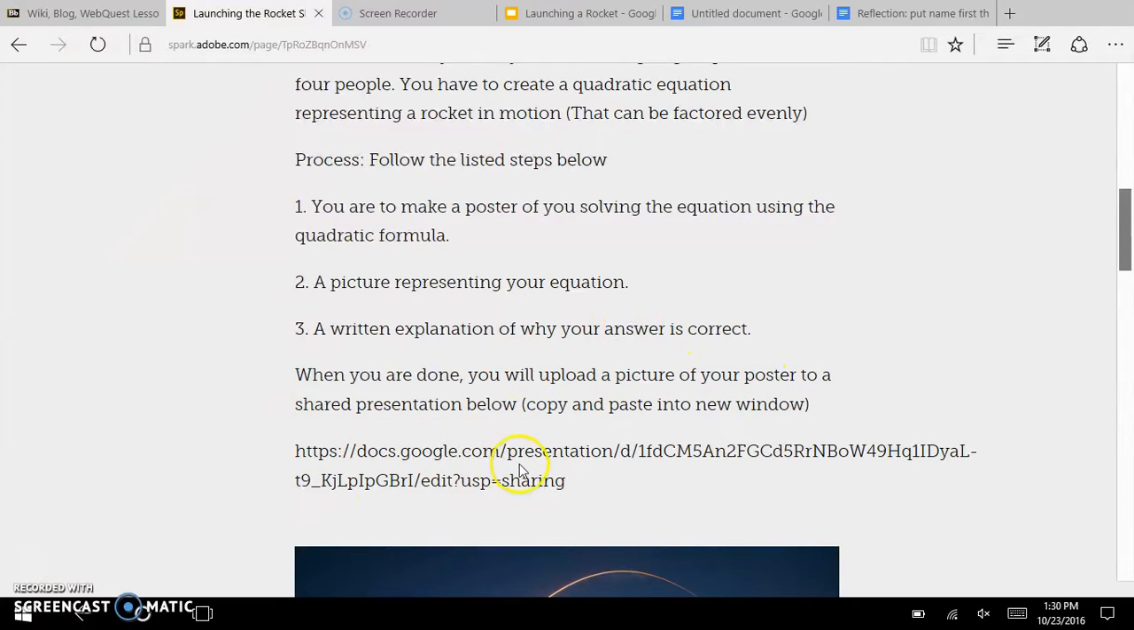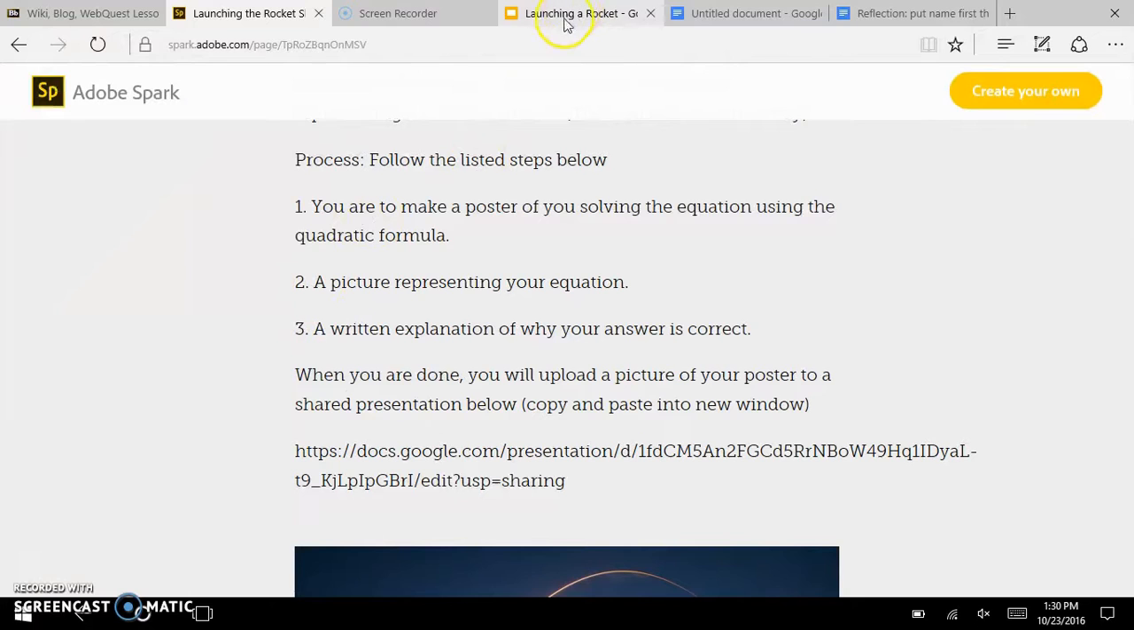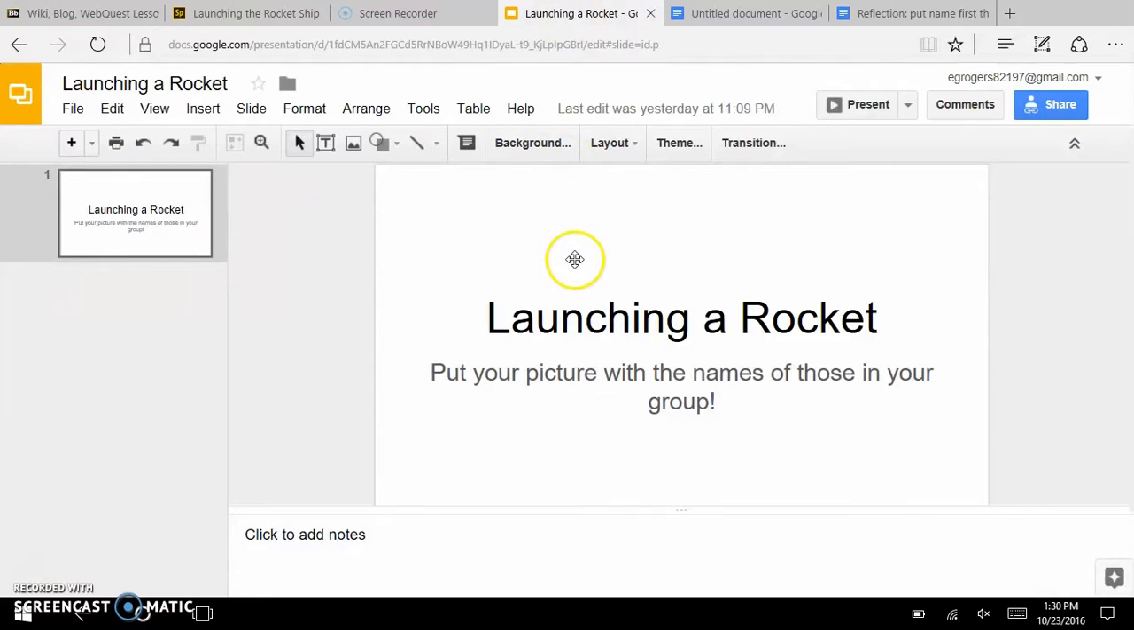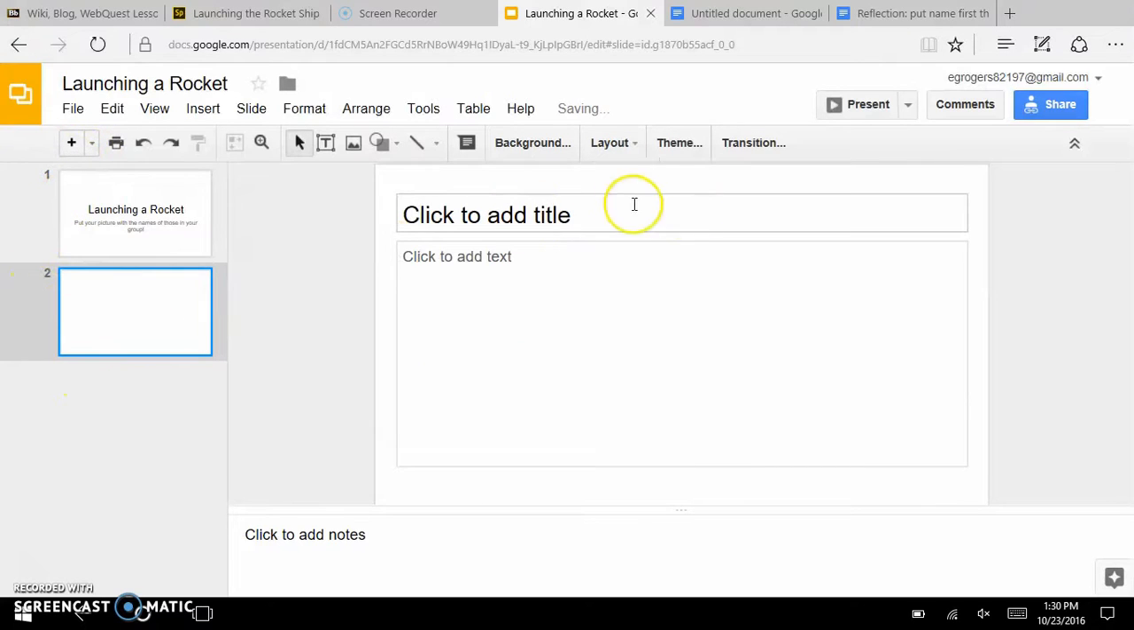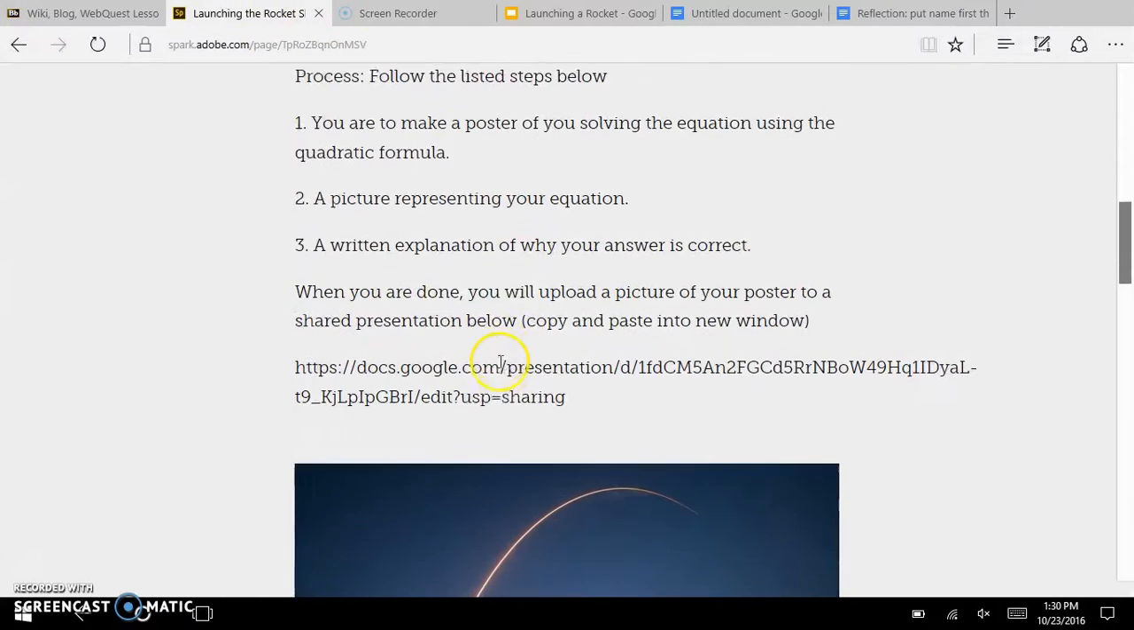So they're going to copy and paste this into a new window, and it's going to come with this. And they're just going to add and then type their name of everyone in the group and then put the picture right there.